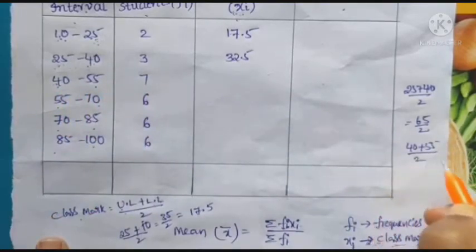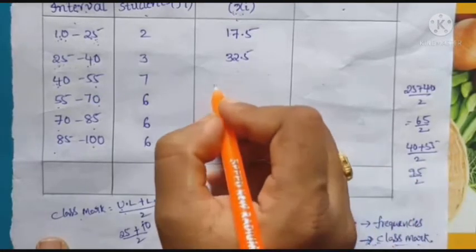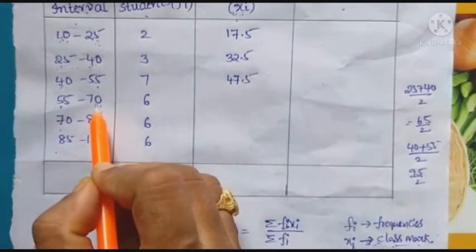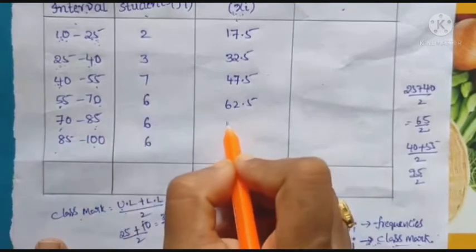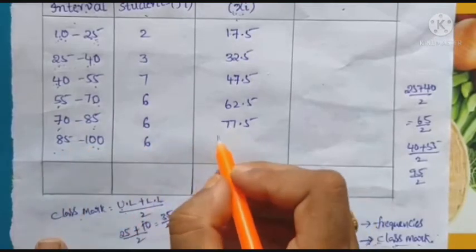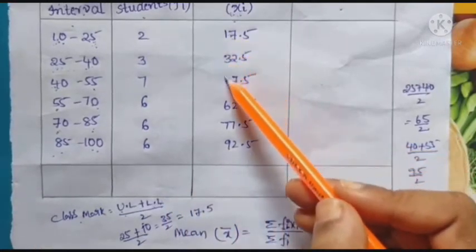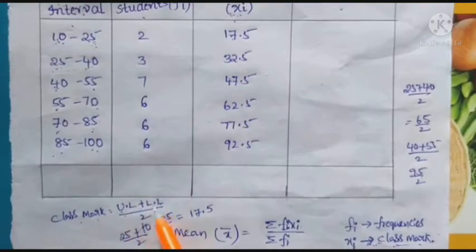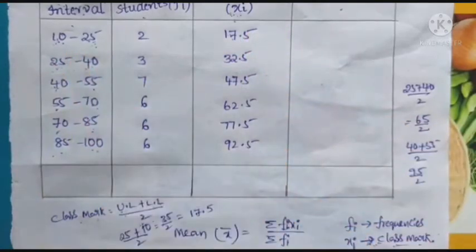40 plus 55 is 95, 95 by 2 is 47.5. Next one, same: 55 plus 70 by 2 is 62.5. Next, 70 plus 85 by 2 is 77.5. 85 to 100: 85 plus 100 is 185, 185 by 2 is 92.5. So, understood, children? How to find the class marks of class intervals? Simply, the class mark is upper limit plus lower limit by 2. So these are the class marks of the given class intervals.